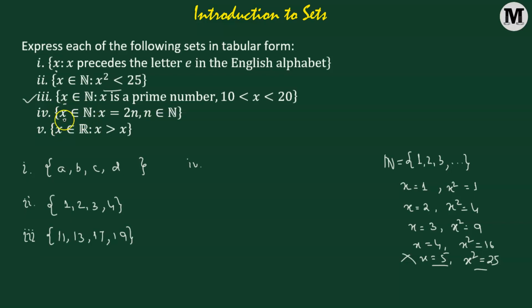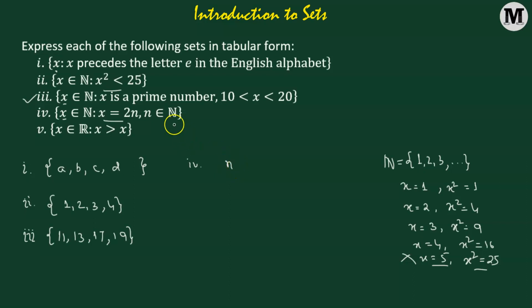So that means the elements of this particular set must be natural numbers that follow the condition x equals 2 times n, where n is a natural number. So whatever values of x we choose, it has to be a natural number, and that's going to be dependent on the value of n.